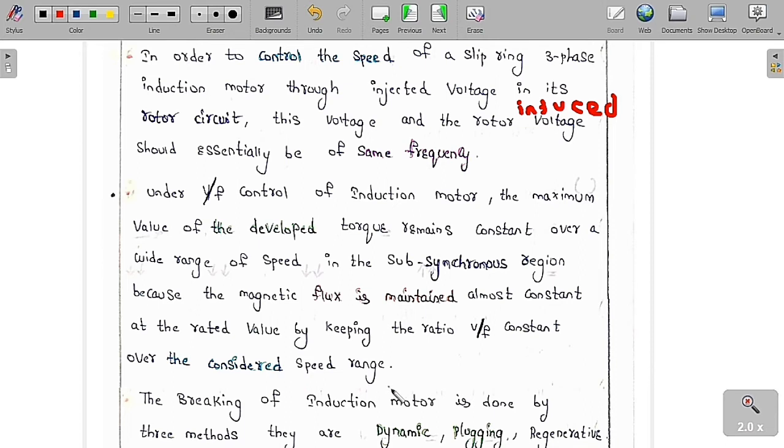I already told you in a V by F ratio control, the maximum torque is always constant, and if you want the same torque, then definitely slip speed should always be the same.